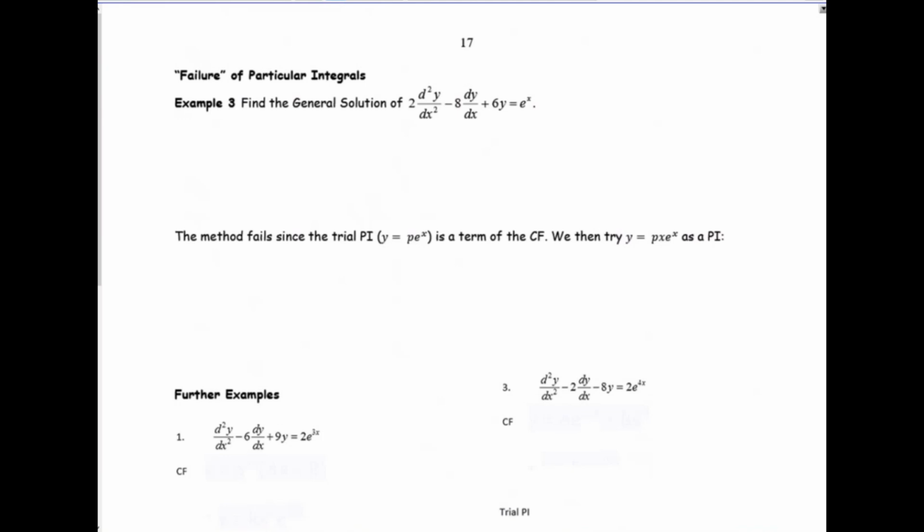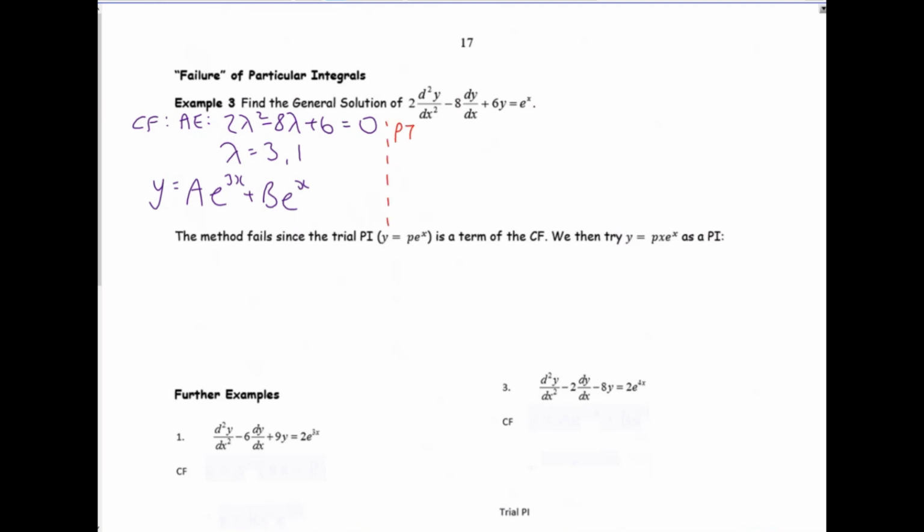So we've been asked to find the general solution to this equation here. Let's start off really quickly with the complementary function. Our auxiliary equation is 2 lambda squared minus 8 lambda plus 6 equals 0, which if you solve this, you get 3 and 1. This gives you your complementary function of the form y equals A e to the 3x plus B e to the x. You'd then go and do the particular integral, as you normally would.